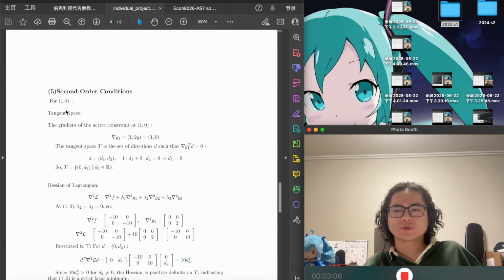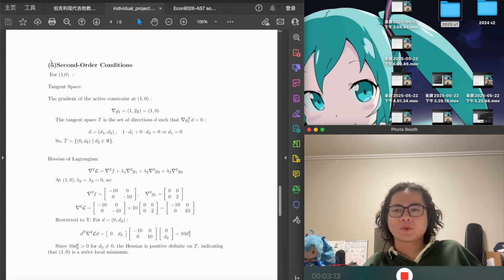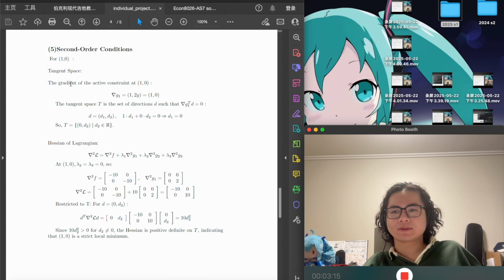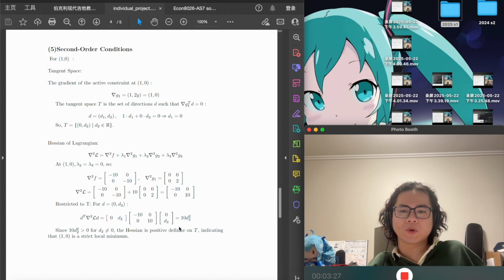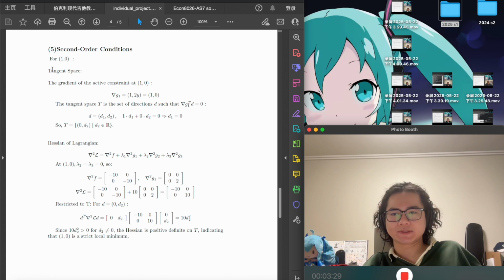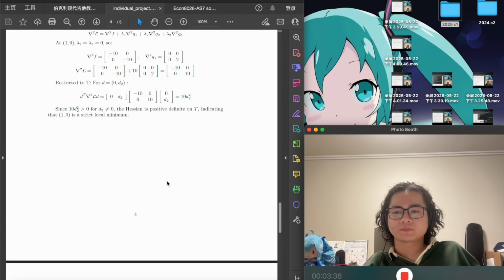And then we should use second order conditions to verify the optimality. For point 10, we should set the tangent space, and then calculate the Hessian of the Lagrangian. Restricted to the tangent space, we can see the Hessian is positive definite on the tangent space. So it's clear that point 10 is a strict local minimum.